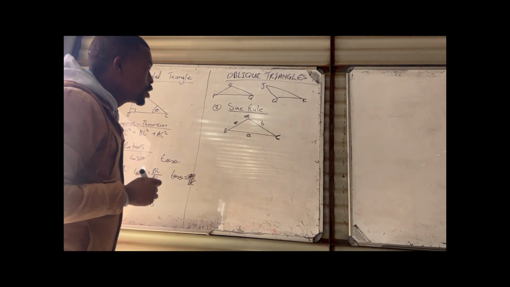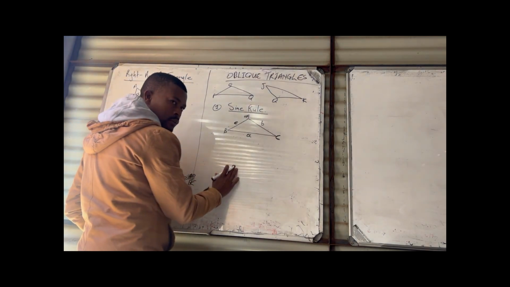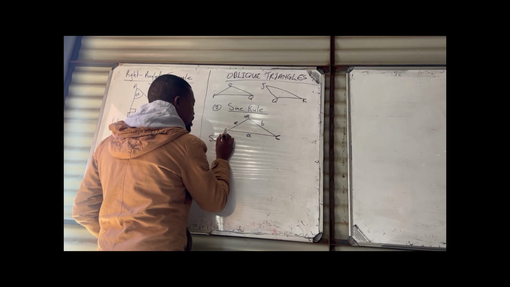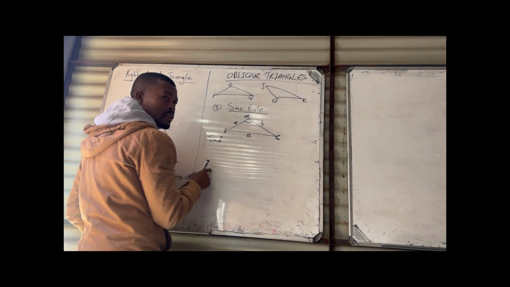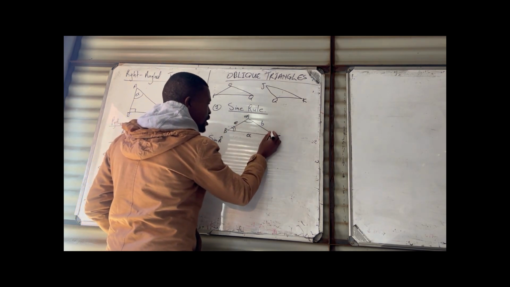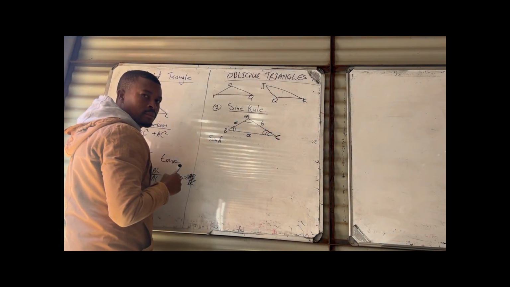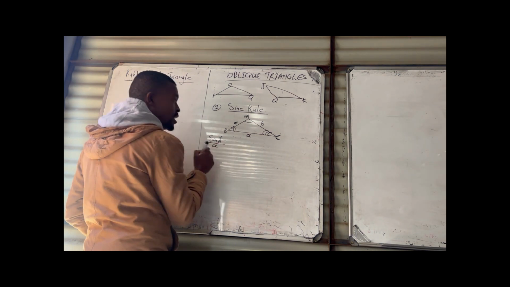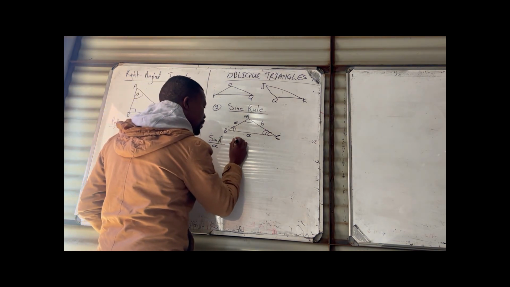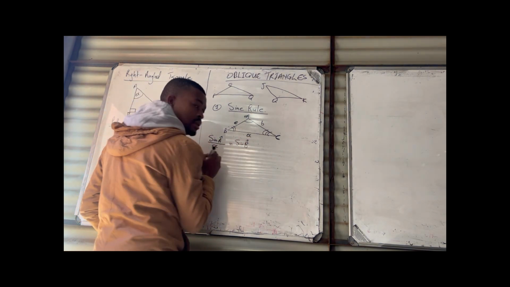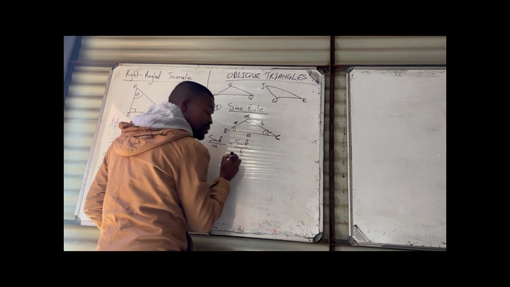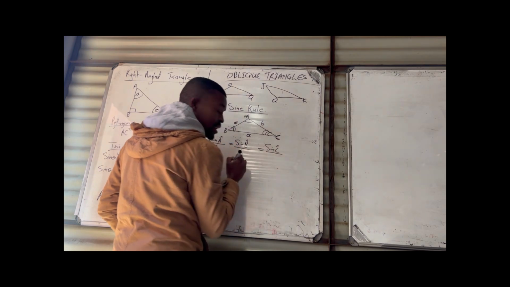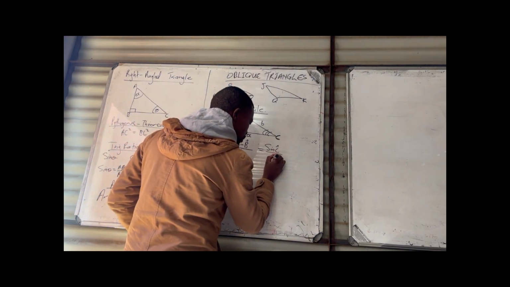Right, good. So the sine rule will be: sine of angle A over small letter a is equal to sine of angle B over small letter b, which is equal to sine of angle C over small letter c.